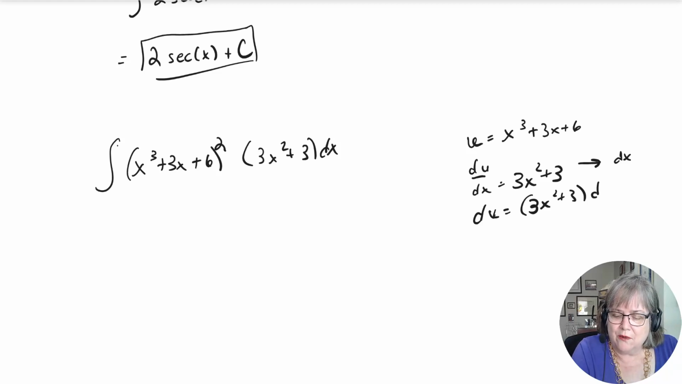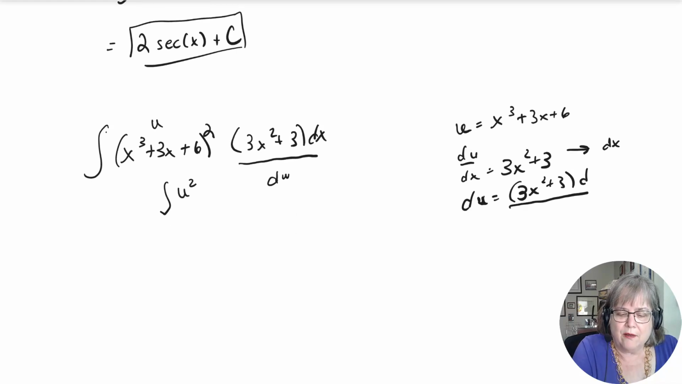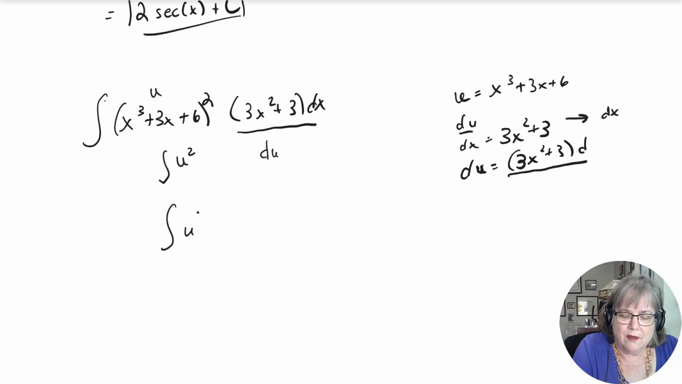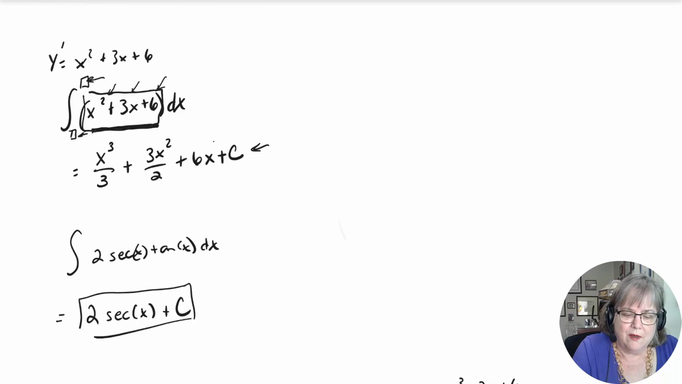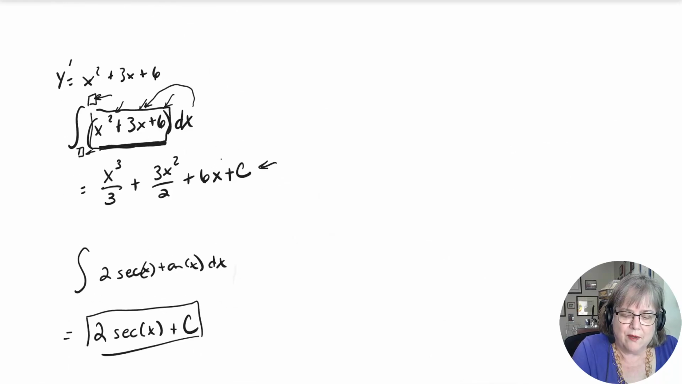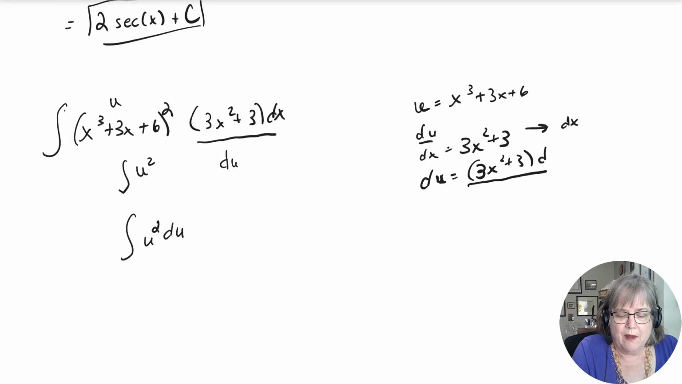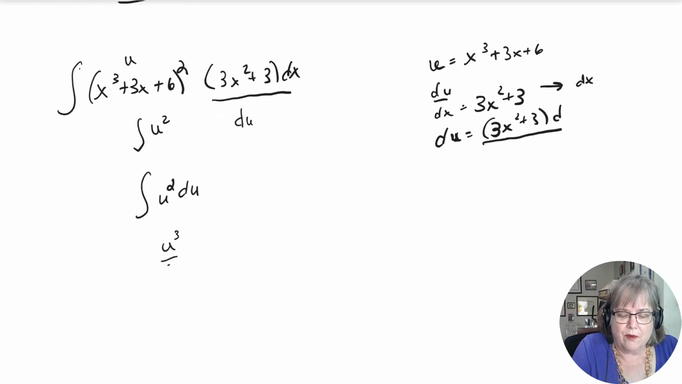All right. So let's look. du is 3x squared plus 3 dx. So this is du. It's equivalent to du. We said this was u. So this is u squared du. How do you integrate something like this, when remember, we had the dx right here, and that was the derivative of x, right? The differential. So this would be u cubed over 3, okay, plus c.